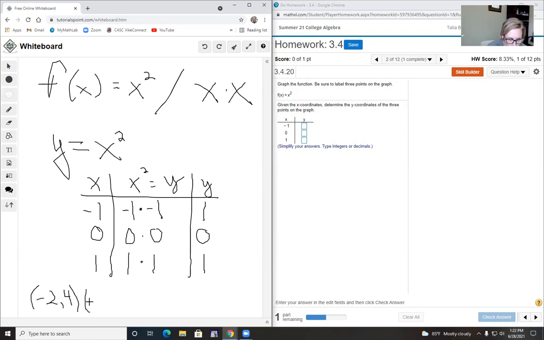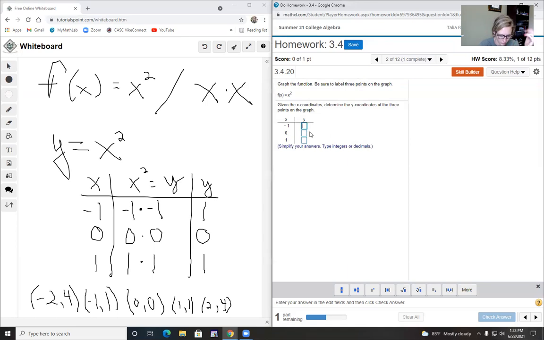We could have the point -1, positive 1, 0, 0, 1, 1, 2, 4. We know if we went ahead and did 3, we would have 3, 9, and so on and so forth. So on this one, we just have to put in the ones we have in the table.